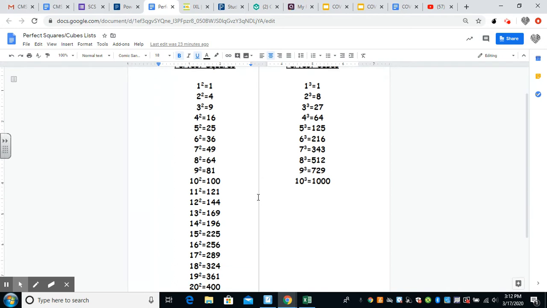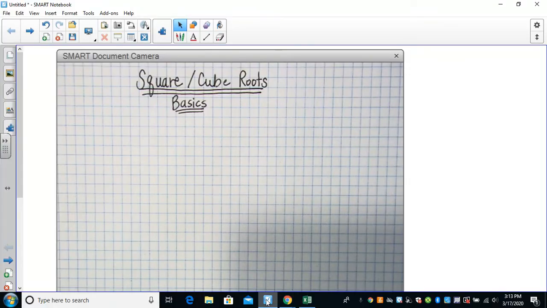I would pause the video and write these down and study them. Practice on Sporkle, practice writing them, having someone call them out to you. Just be very familiar with all of these perfect squares and cubes.